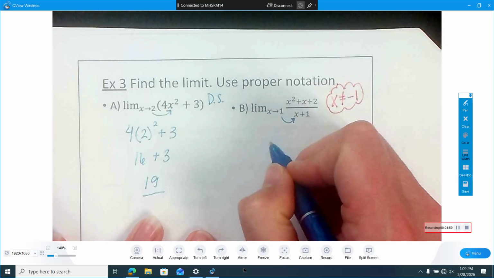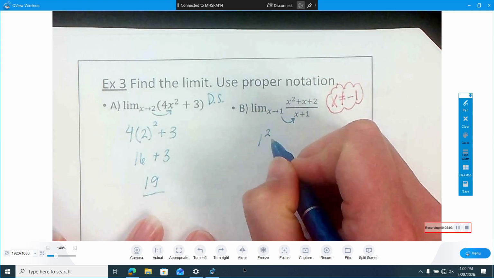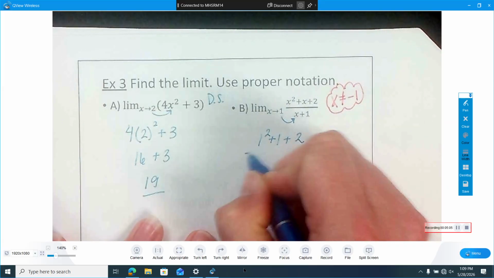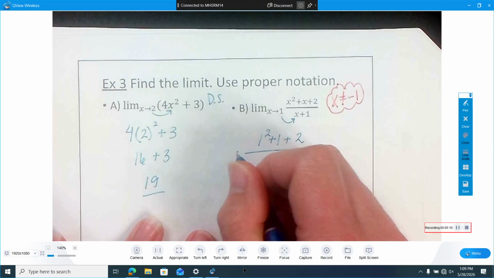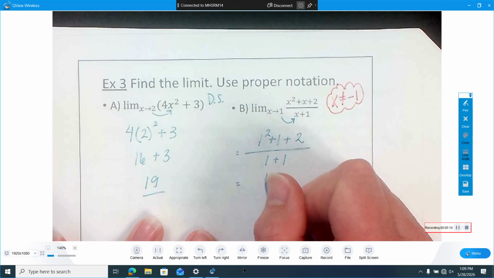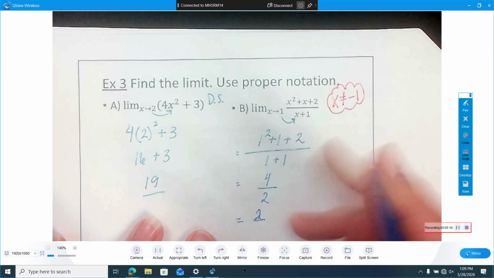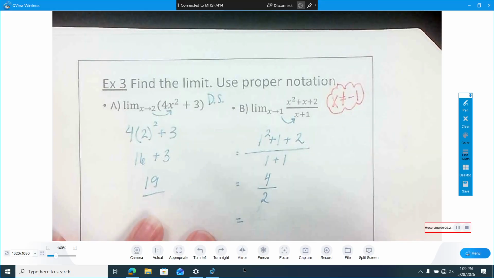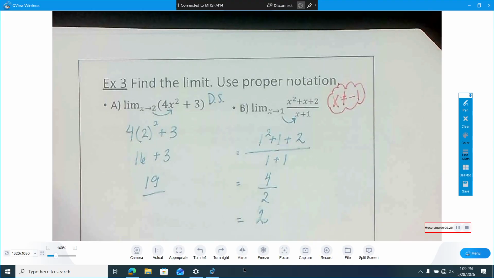So I am going to go ahead and substitute. I don't think we need to do anything. Plugging in my 1 everywhere there's an x. Let's see, that's 1 plus 1 is 2 plus 2 is 4 over 2, which gives me 2. Not 1/2, it gives me 2. All right. Boy, I did a whole lot of work on that.